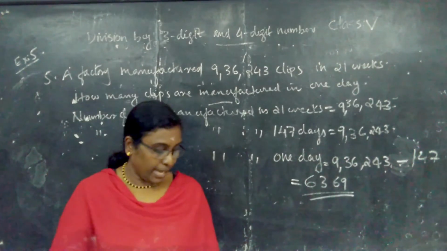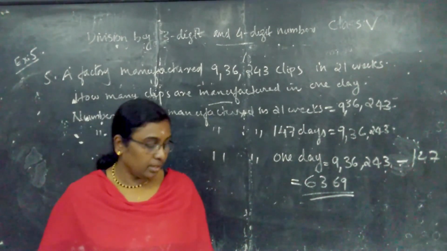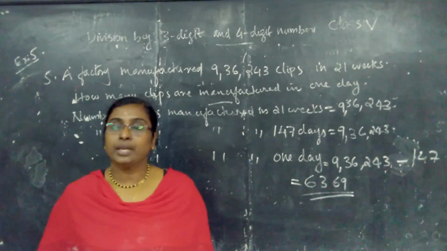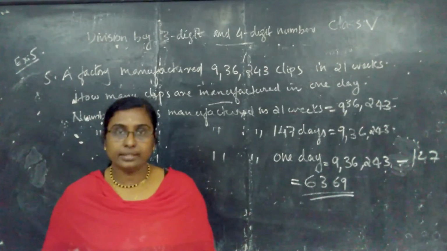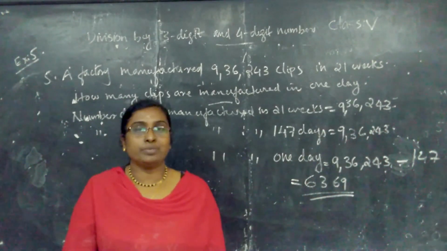Okay. Then the last question. 1526 books can be packed in each cardboard box. How many such boxes are required to pack 6,48,550 books? In this case also you can divide. Okay. Thus this chapter, fourth chapter is over.